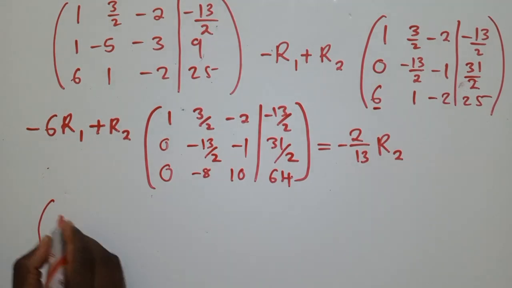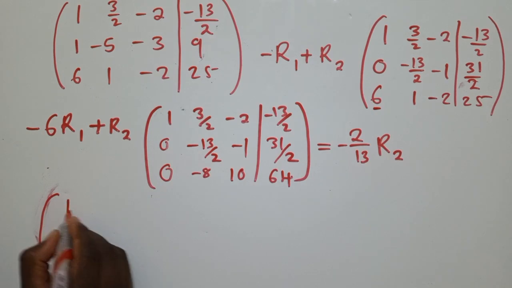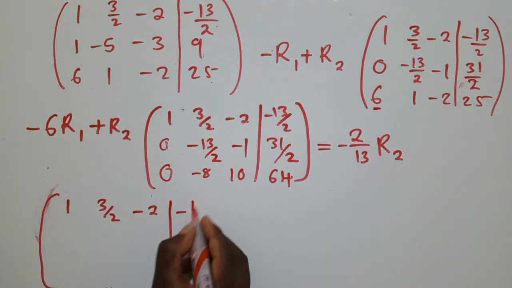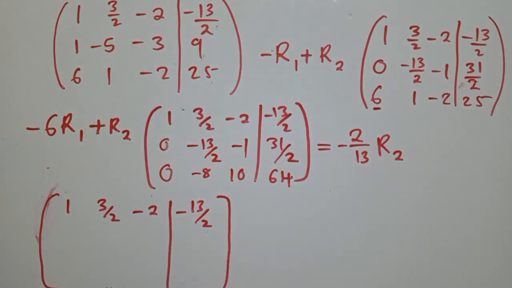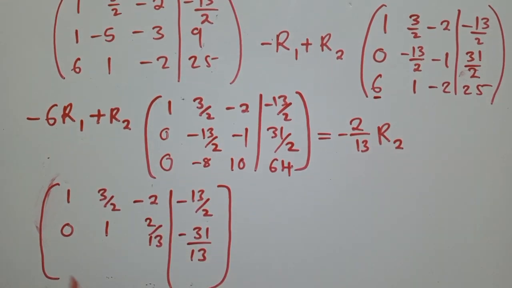We shall have 1, 3 over 2, negative 2, negative 13 over 2, and here is 0. We have a 1 here. We have a 2 over 13. We have a negative 31 over 13. For the last row here, we just copy. It's not affected. It's 0, negative 8, 10, 64.